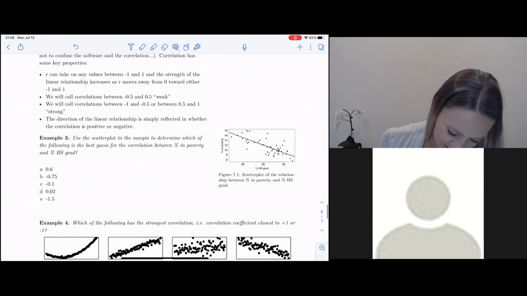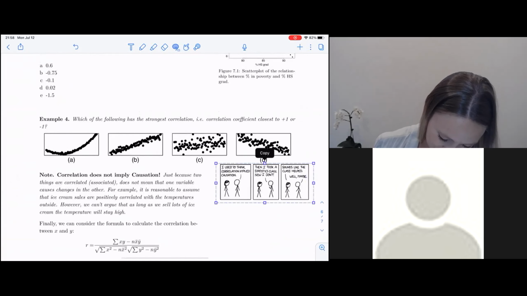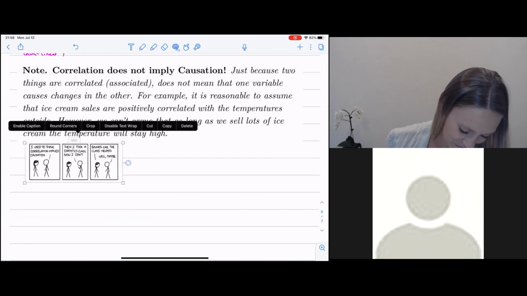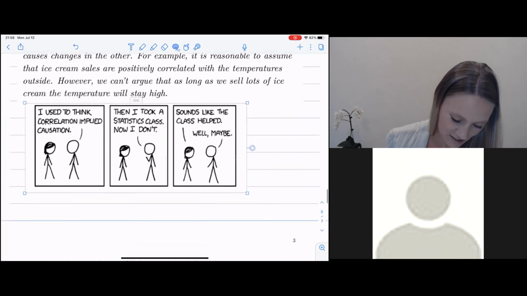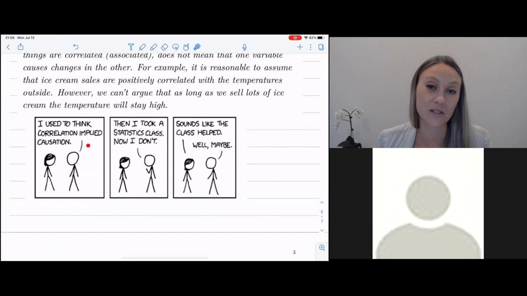And then kind of my favorite follow-up to that, because it's just perfect. I used to think that correlation implied causation. Then I took a statistics class. Now I don't. Sounds like the class helped. Well, maybe. Right?